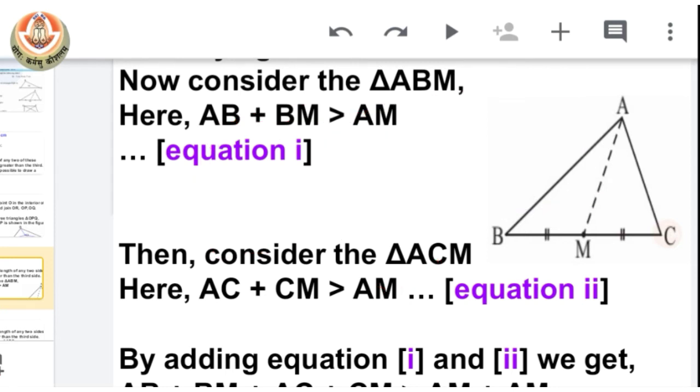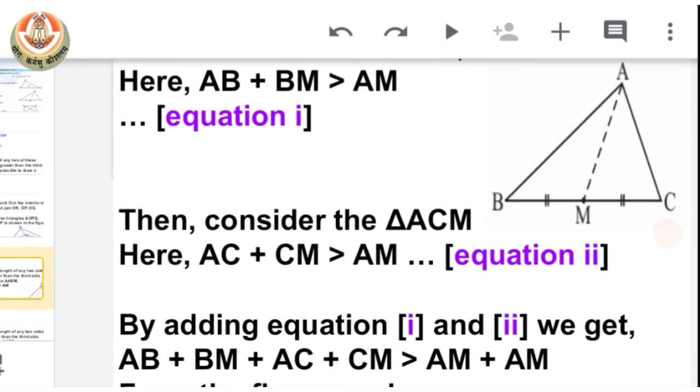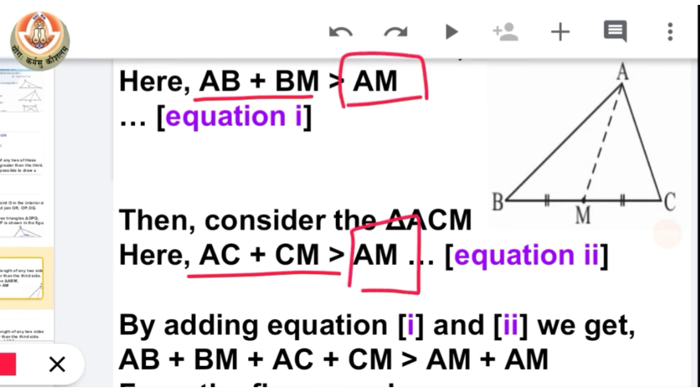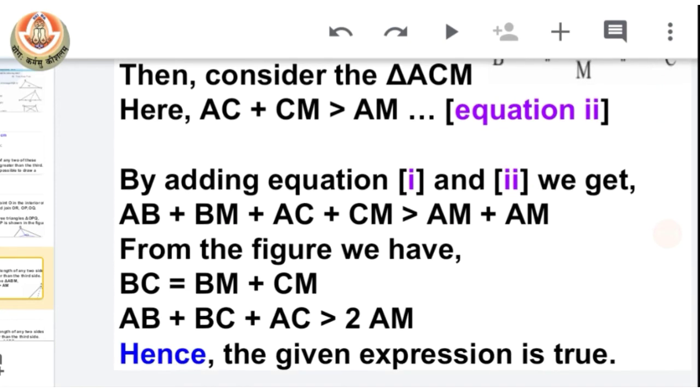When we add both equations, left hand side things get added with left hand side things, meaning AB plus BM will get added with AC plus CM, and right hand side things get added with right hand side things, meaning AM will add with AM. So when we added both of them, we get AB plus BM plus AC plus CM on one side. On the other side, we have AM plus AM. Now we just have to solve this equation.